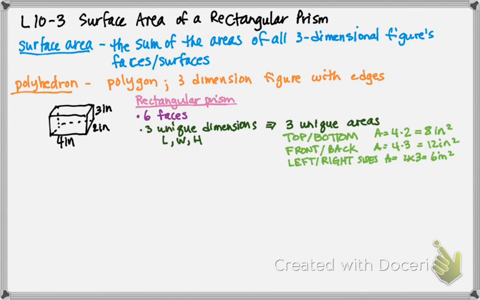Now, that's only for the 3 we see, but the 3 we don't see match up with one of these. So that means we're going to get 2 that have an area of 8. Both the top and the bottom have an area of 8 square inches. We're going to get 2. Oh, that looks really bad. Sorry, I didn't give myself a whole lot of room to write. We're going to get 2 that are 12 square inches because we have a front and a back that match. And then we're going to get 2 surfaces that are 6 square inches because we have a left side and a right side with the same dimensions.